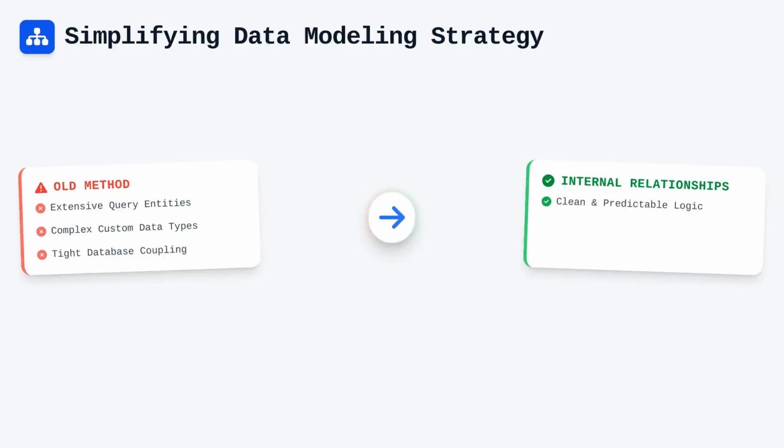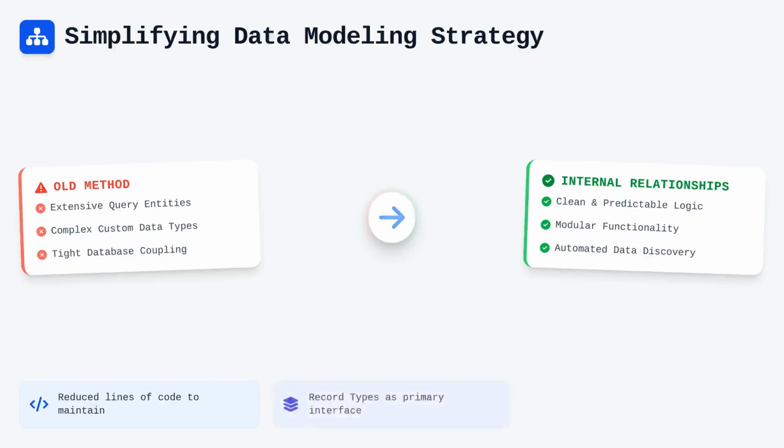This modular approach lets you extend functionality without introducing tight coupling to the database schema, as the relationship logic lives within Appian. During the development process, you will notice that this methodology significantly reduces the lines of code you need to maintain in your expression rules for data retrieval. When you utilize the built-in relationship capabilities, you are effectively letting Appian manage the overhead of data discovery for you.